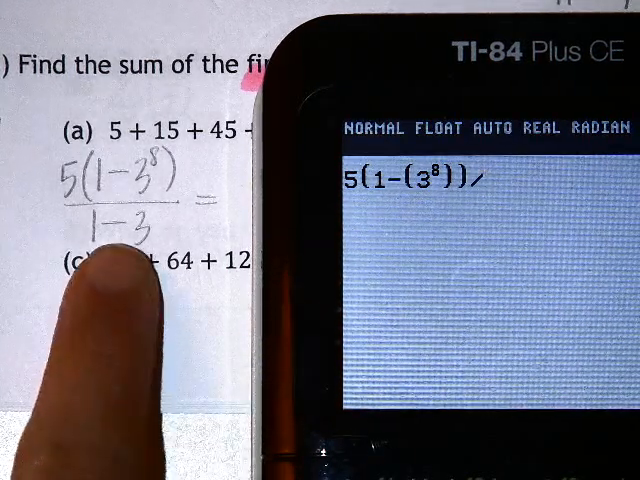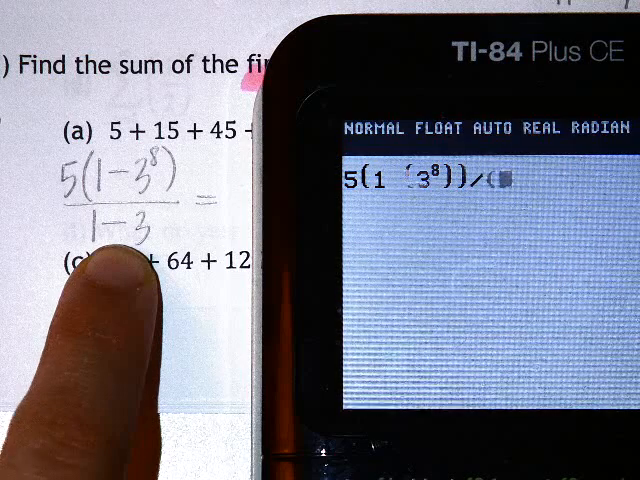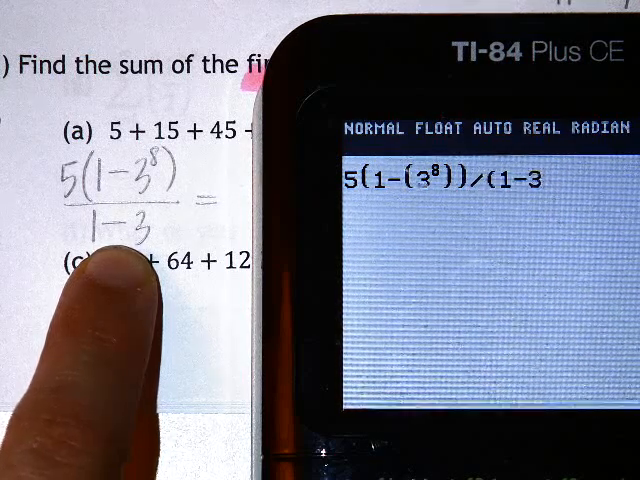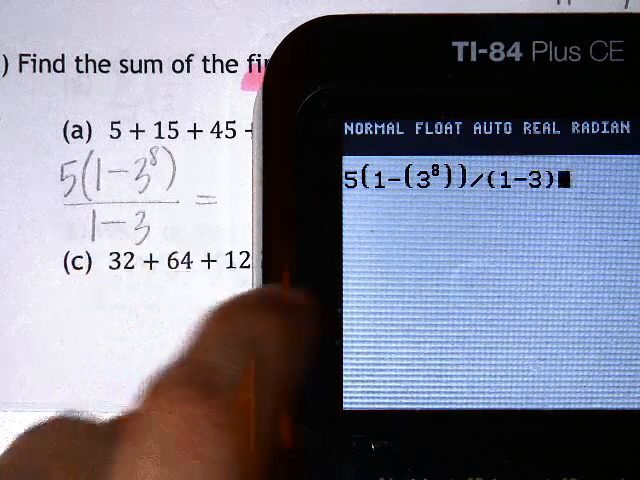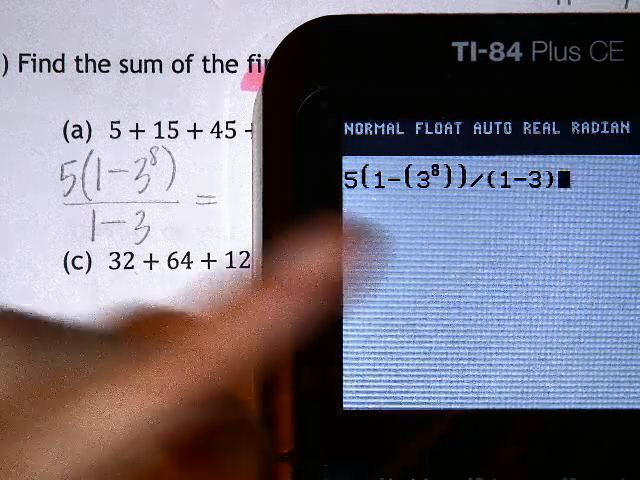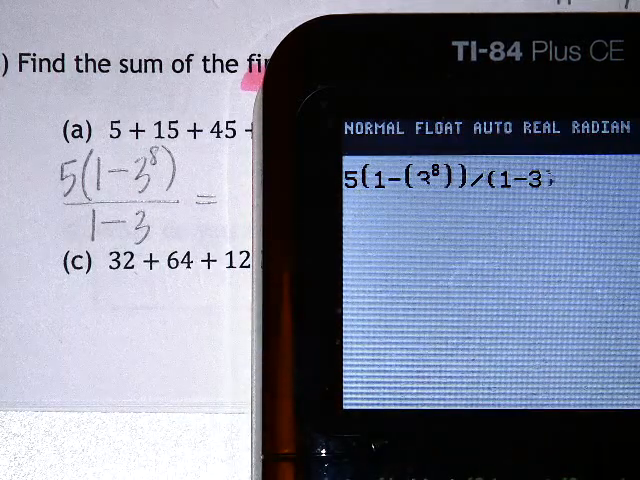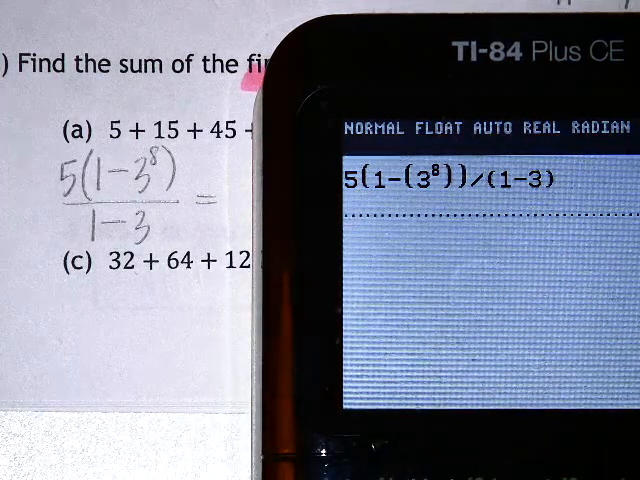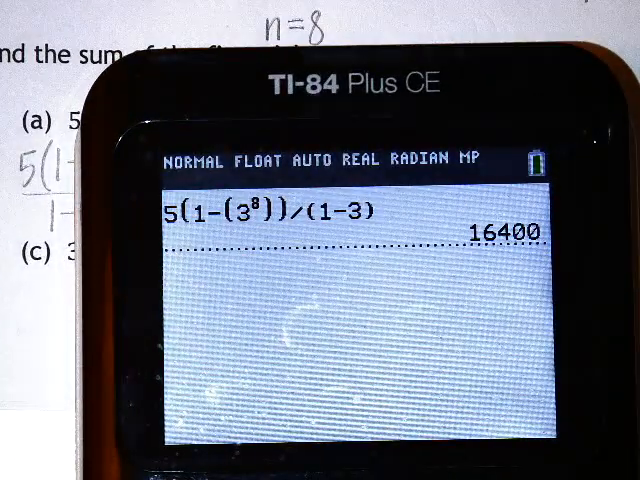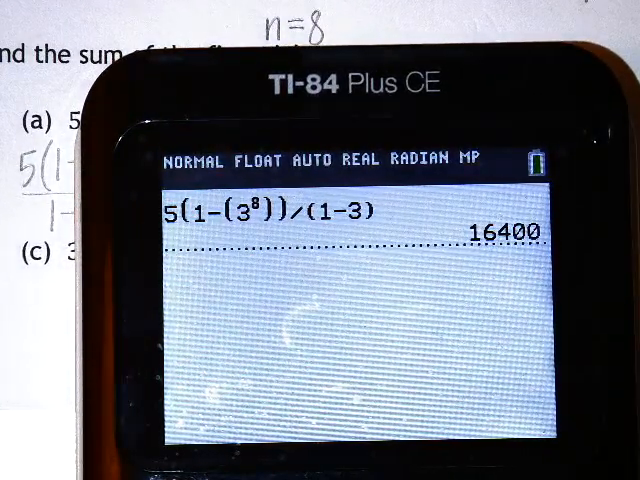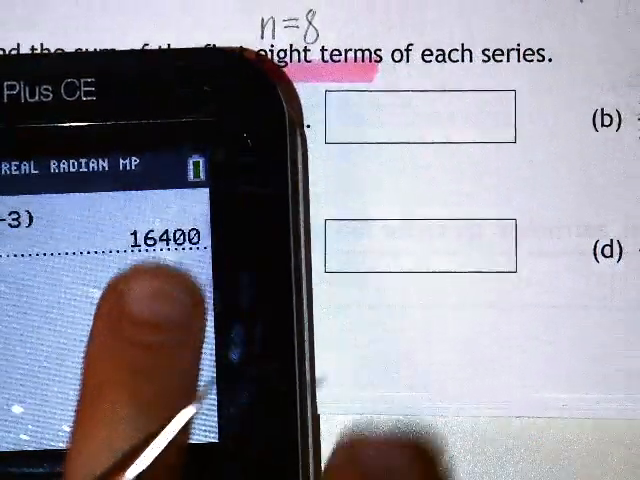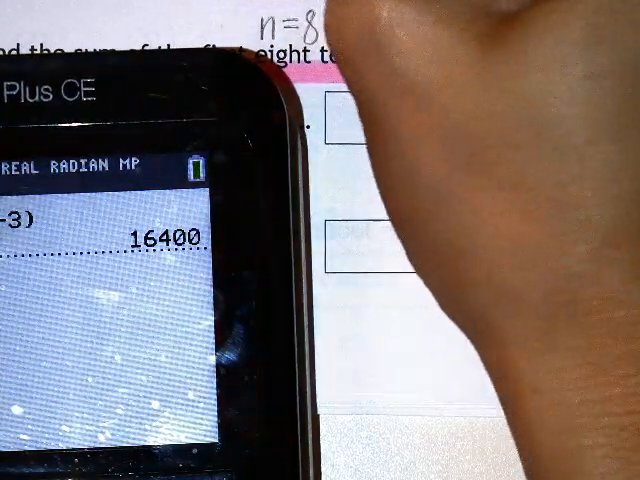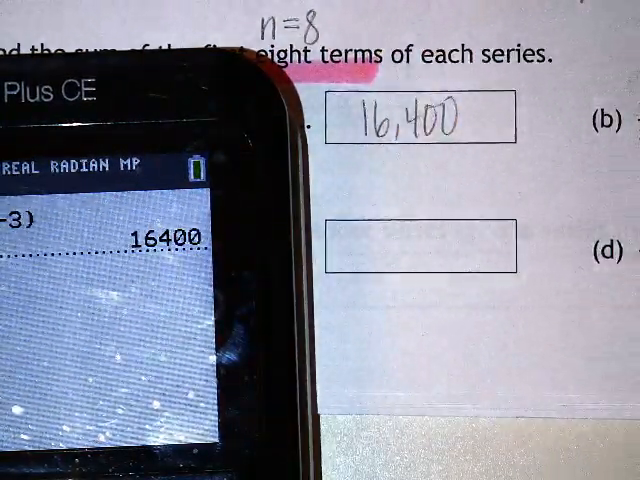Divided by, and I also like to type the denominator in its own parentheses, 1 minus 3. Some people may argue it's easier to just type -2 in that spot, so you decide for yourself, but I'm getting 16,400, which is actually the correct answer. It is 16,400. If you got that answer a different way, that is completely fine.